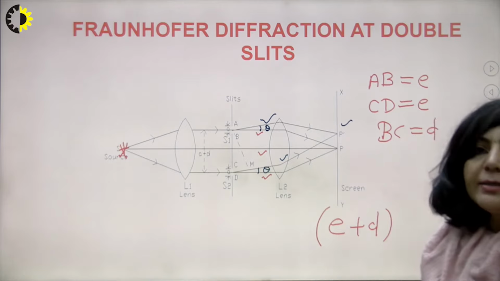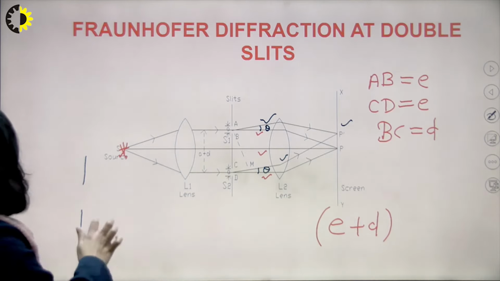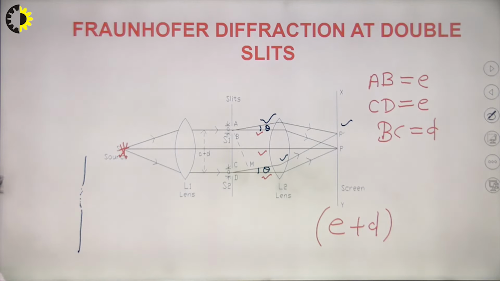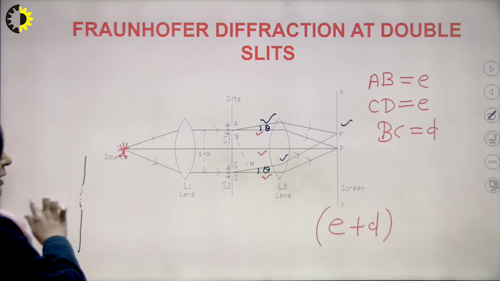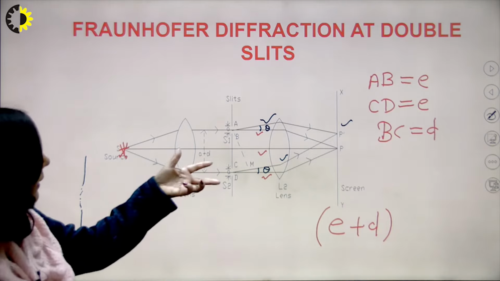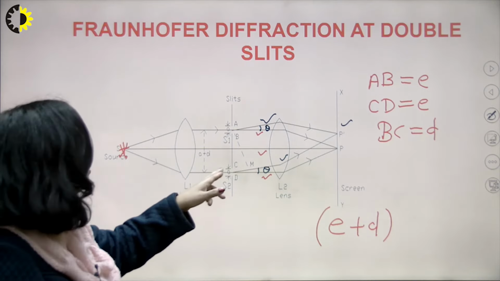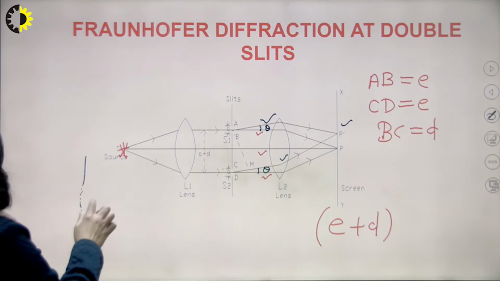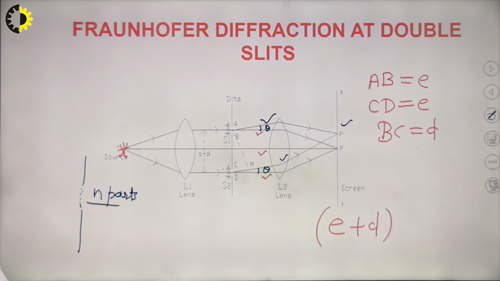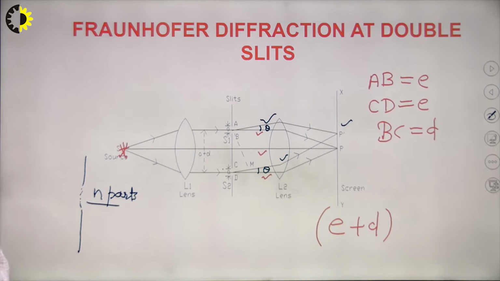So what exactly is happening here? You have the first slit AB. According to Huygens' theory, each and every part of this slit AB will act as a source for secondary wavefronts, meaning the diffraction of light will take place from every part of slit AB. Similarly, you have the second slit CD, and again, according to Huygens' theory, every part of CD will act as a source for secondary wavefronts. If AB has n parts, then diffraction of light will take place from every part of that slit. If CD has n equal parts, then diffraction will take place from every part of slit CD.